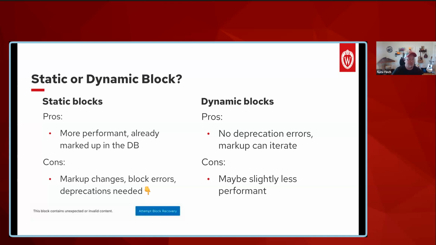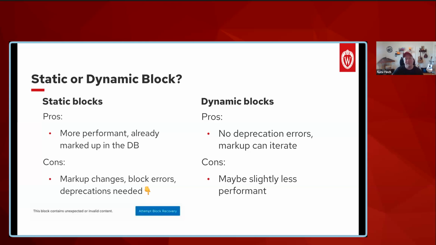But then, if you've changed the markup, then the block will get this error that it contains invalid content, and you have to redo everything. So you can imagine, we're building these blocks and we make a change to the markup and then ship that out to thousands of sites. And then all of a sudden people get these errors. We were like, we cannot have that.